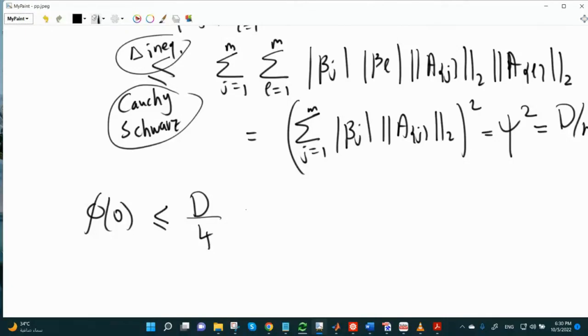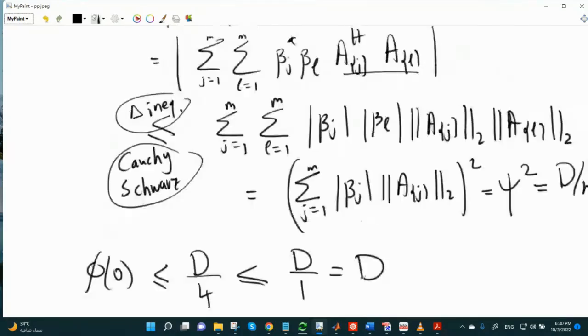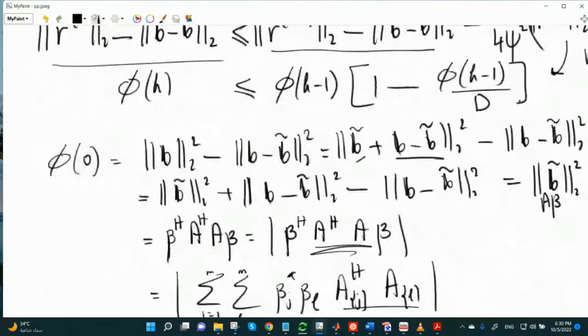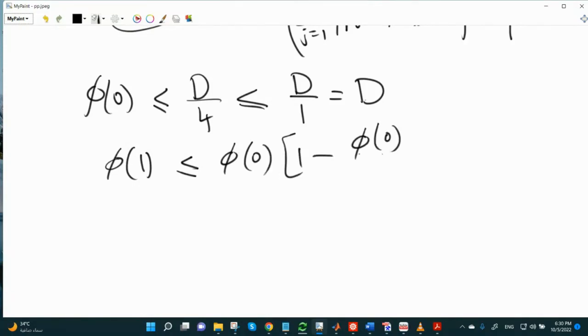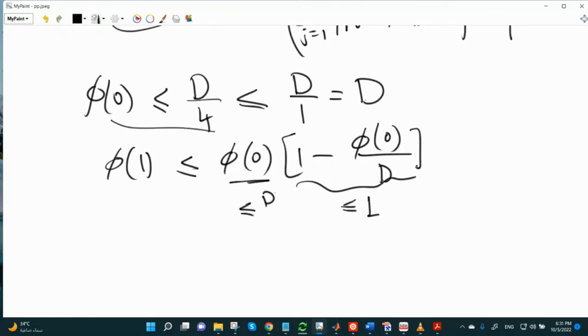And I think we all agree that d over 4 is less than or equal to d, or d over 1, which is d. Now, using our recursive inequality, we have phi of 1 is less than or equal to phi of 0 times (1 minus phi of 0 over d). Note that this quantity is less than or equal to 1, and this quantity is less than or equal to d over 4.